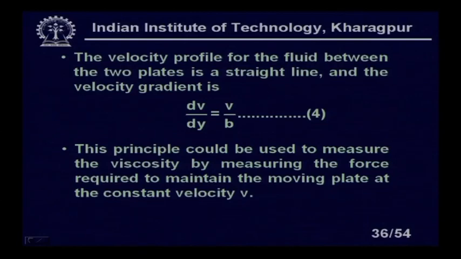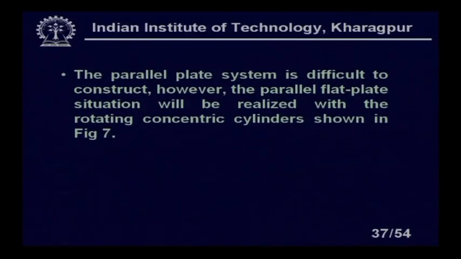The parallel plate system is difficult to construct, however, because having some liquid in between two parallel plates while one plate is moving is very difficult to realize. Instead, we can make two concentric cylinders, right. One cylinder is stationary, the other cylinder is moving, so that we can realize the parallel plate phenomenon there also. That will be easier for us to construct mechanically, right.